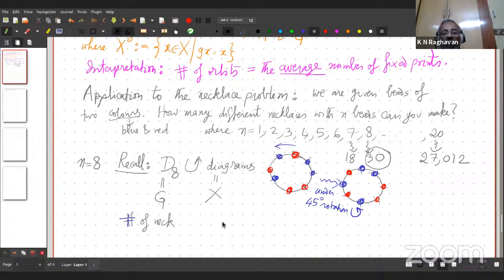Number of necklaces equals number of orbits of D8 on diagrams. And so I am set for the application of the orbit counting lemma, because I have already observed that this is the number of orbits. So now I have to just count the orbits. So let me pause here and ask if you have any questions.